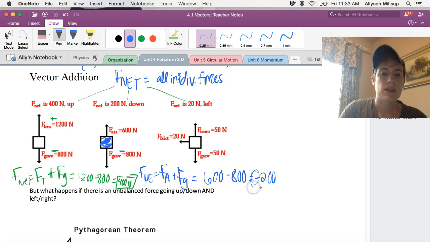What does this negative tell me? It tells me that my net force is going downward. Okay, this one was positive, so my net force was going upward. And you can see that with arrows, right? The bigger arrow shows us what direction the object's going to be accelerating.